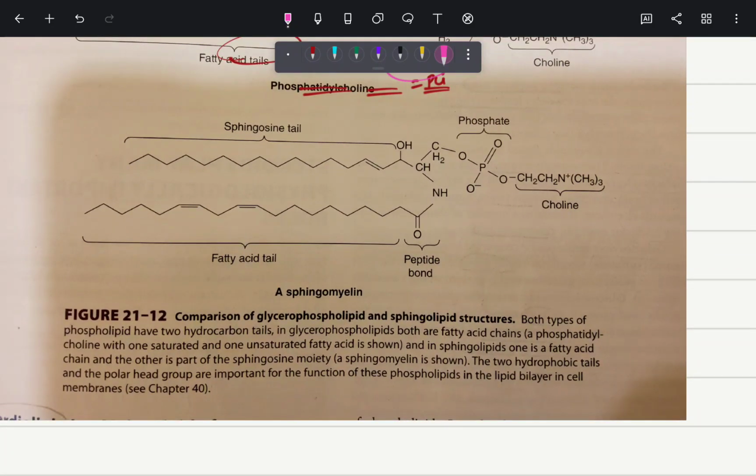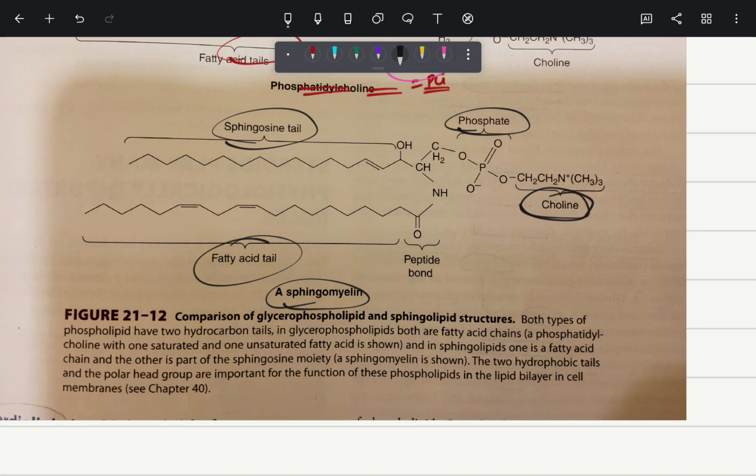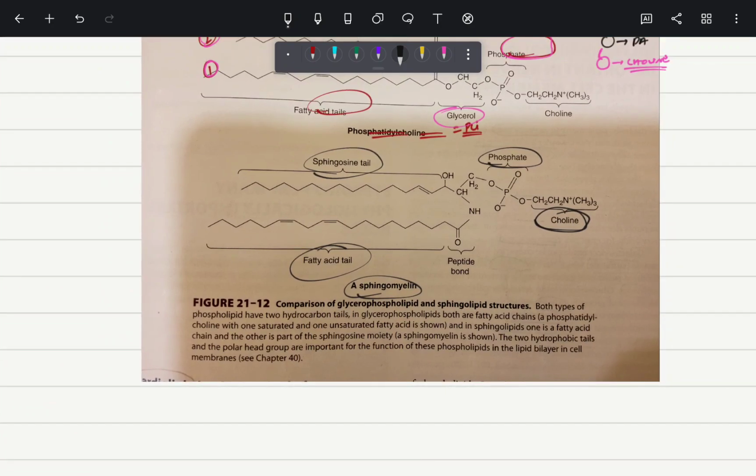Next, finally, this is the structure of a sphingomyelin, where the phosphate will get esterified into a sphingosine tail and a fatty acid tail, and to this if we attach a choline, it is called sphingomyelin. So that was about the differences between the phospholipids and the glycolipids and sphingolipids.